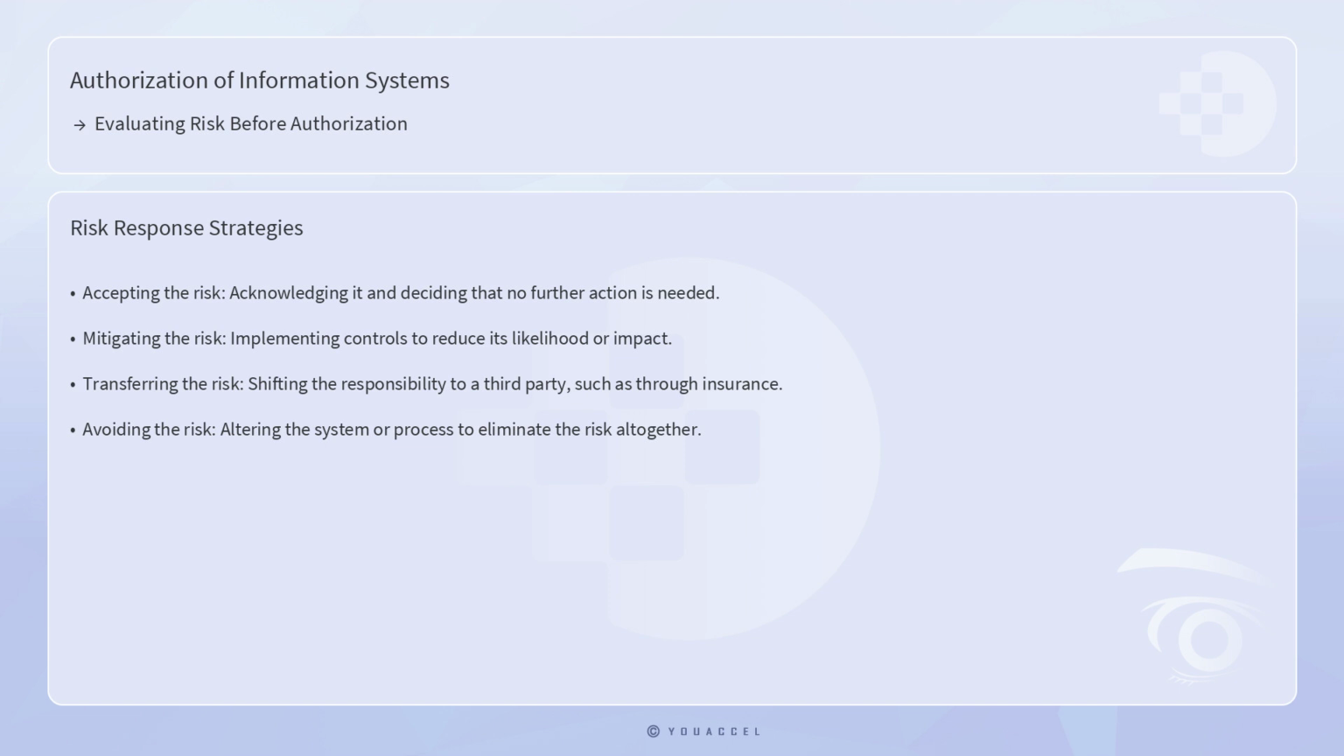Once the risks have been evaluated, the organization must decide on the appropriate risk response. There are 4 main risk response strategies: accept, mitigate, transfer, and avoid. Accepting the risk means acknowledging it and deciding that no further action is needed. Mitigating the risk involves implementing controls to reduce its likelihood or impact. Transferring the risk shifts the responsibility to a third party, such as through insurance. Avoiding the risk means altering the system or process to eliminate the risk altogether. The choice of risk response depends on the organization's risk tolerance and the cost-effectiveness of the available options.